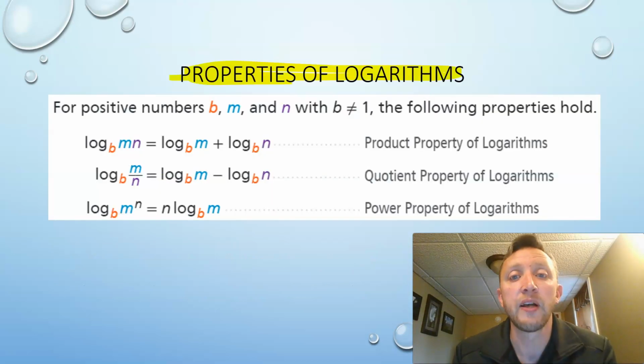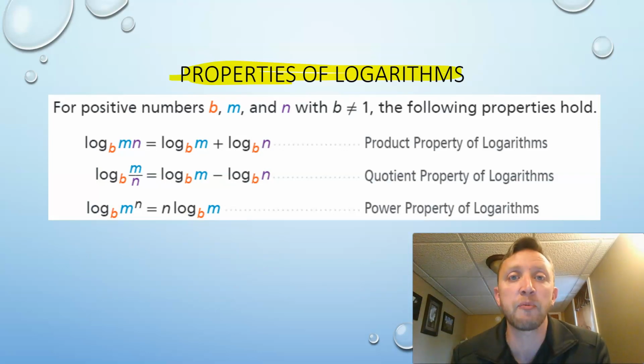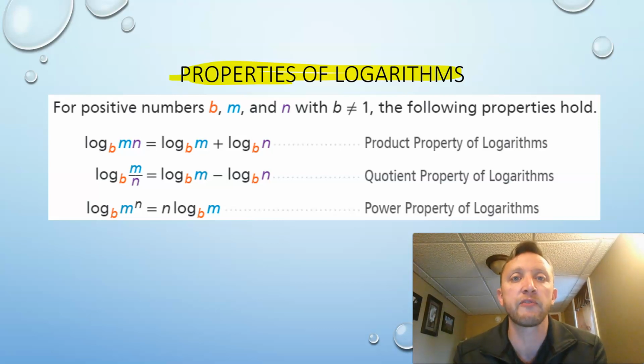So here we have the 3 properties. I've highlighted this page, so I'm going to try to do a good job of pinpointing when you need to get this information, the information that you absolutely need to have in your notes. And this would be one of those things. You absolutely want to have these properties. And I would recommend having the names of them.